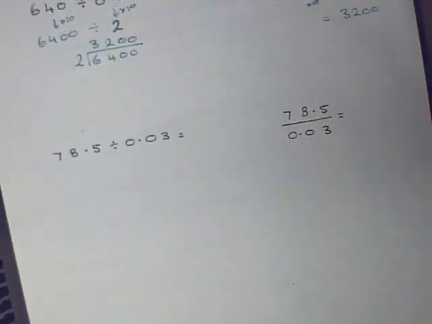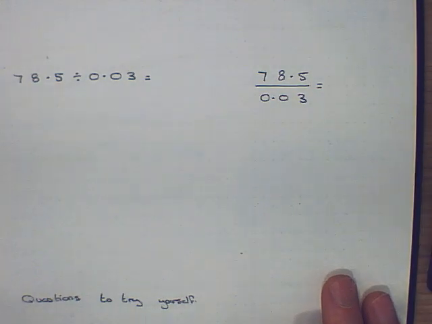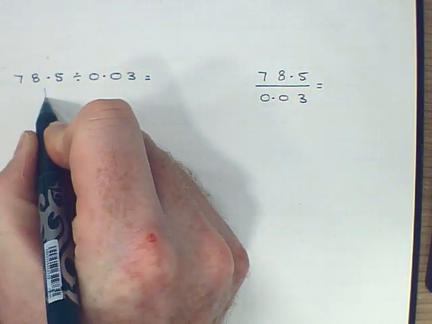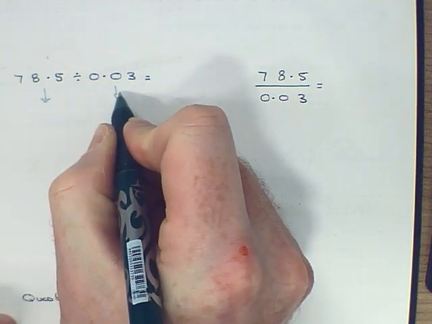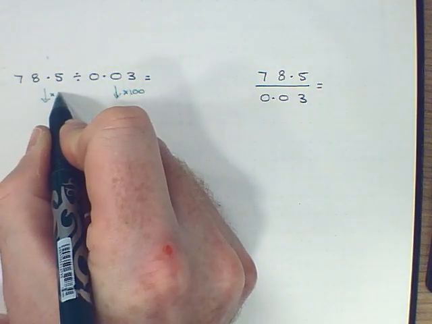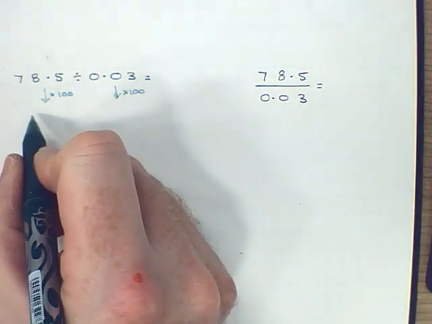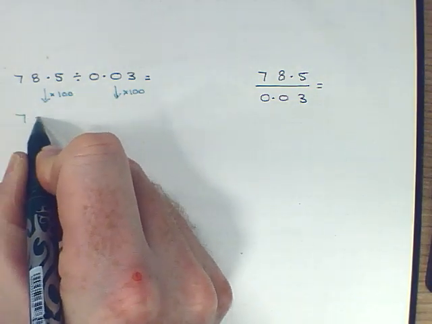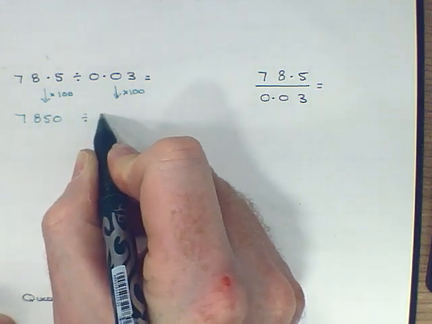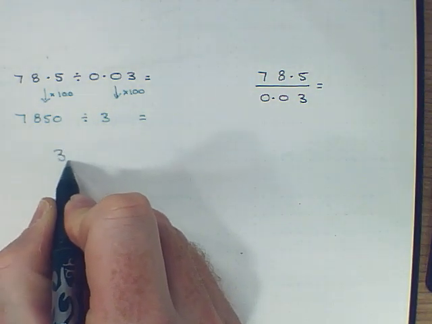Okay, and then we have a look at our second example. I've got 78.5 divided by 0.03. Now, it's really important that the second number is a whole number, and if I multiply one number by an amount, I multiply the other number by the same amount. So this would become 7850 divided by 3. And again, we'll bus stop it.